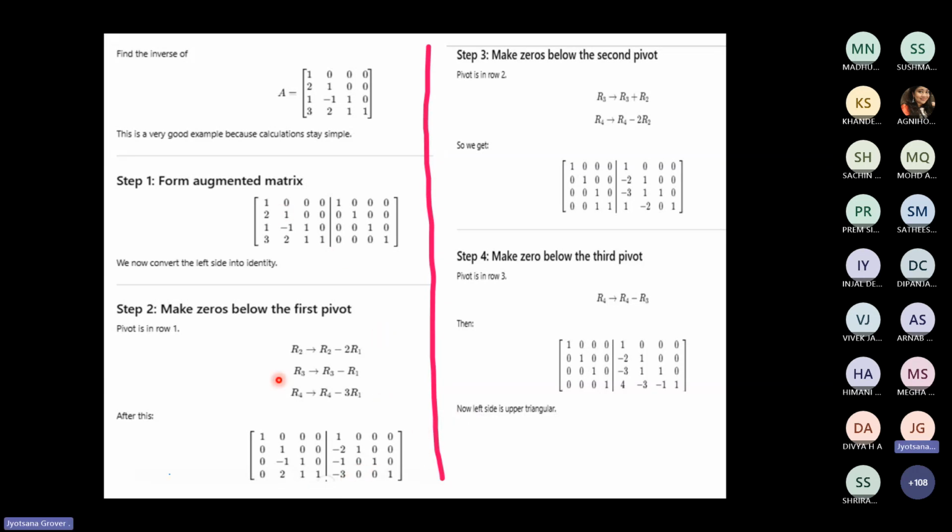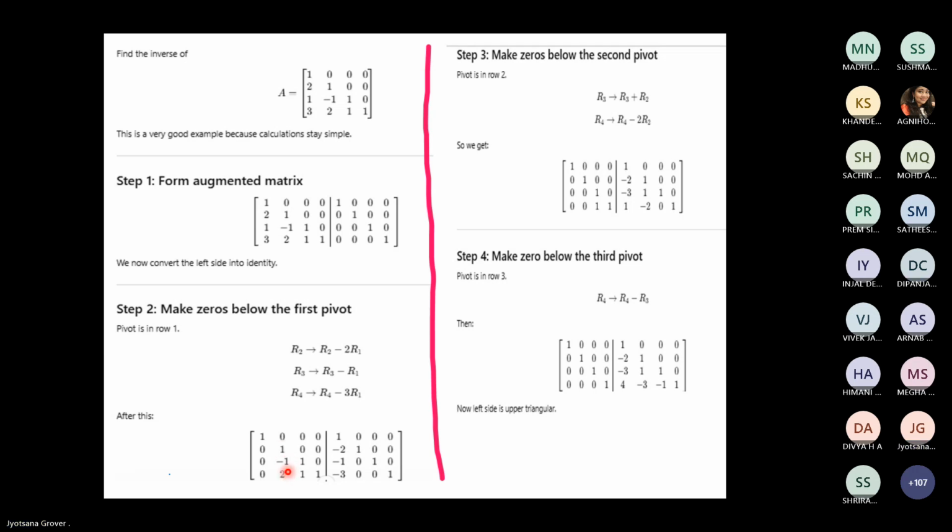Now the next target is you have to convert this into REF. It is not still in REF. So the leading entry in row 2 you have to consider. This is 1, and convert all the entries below this 1 to 0. How will you do this? Again, you use row elementary operations involving row 2. So you'll say R3 is R3 plus R2.